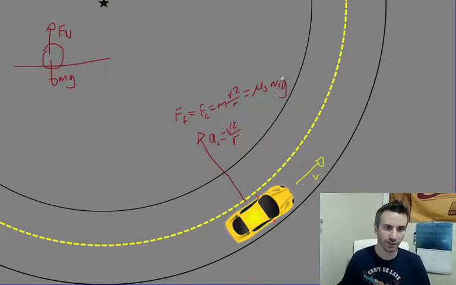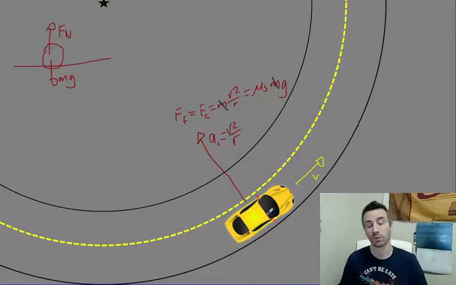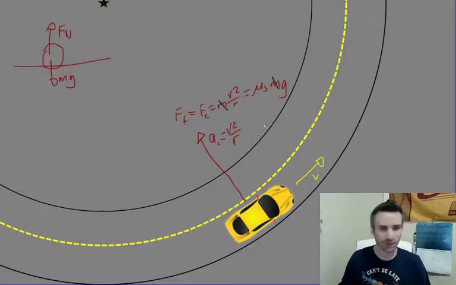And what's nice about this is that m cancels out. So it doesn't really matter, at least theoretically, whether this is a small little sports car or a giant truck. In either case, how fast the car can go around the turn is really just a function of the coefficient and the radius of the turn. And of course, the fact that we're here on Earth.